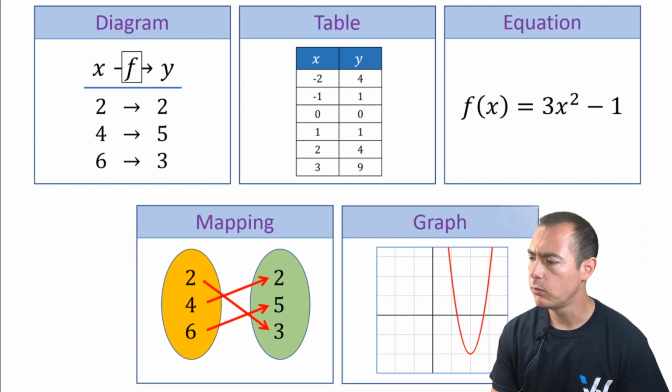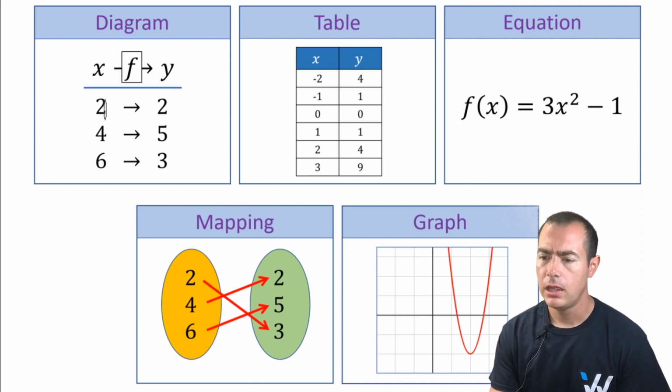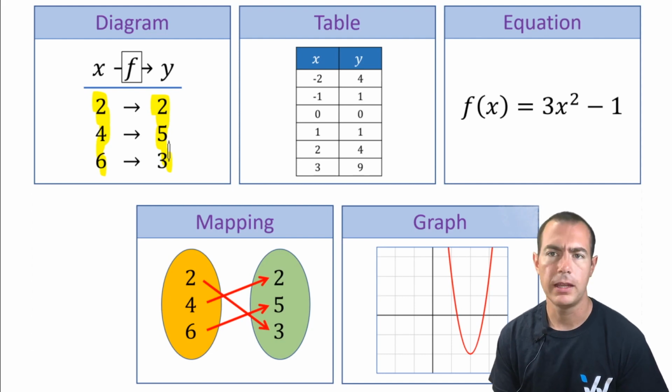One of the first ways you could really see if something is a function or not, or really just those connections, is in a diagram. In a diagram, we would list out the different x values and specifically see how they're connected to those y values, either using an arrow or something like that.